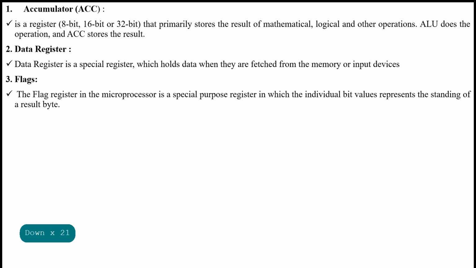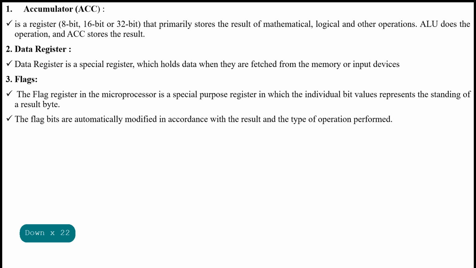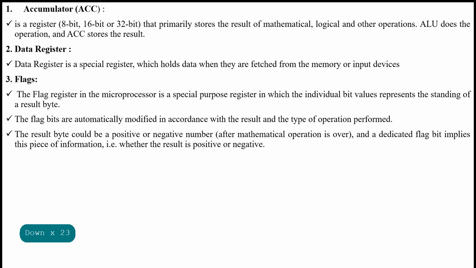Next, flags. The flag register in the microprocessor is a special purpose register in which the individual bit values represent the standing of a result byte. The flag bits are automatically modified in accordance with the result and the type of operation performed. For example, consider the result byte could be positive or negative after a mathematical operation is over, and a dedicated flag bit implies this piece of information, that is whether the result is positive or negative.